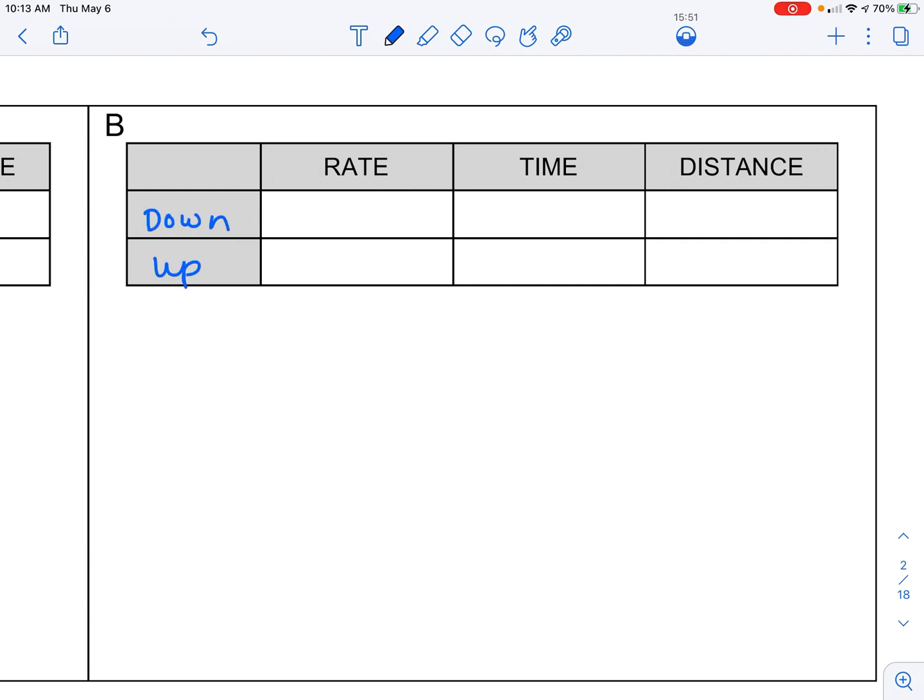All right, perfect. So let's write our downstream, our upstream formulas here that we know: the boat plus the current for downstream, and the boat minus the current for upstream, because you're fighting against the current. Now let's grab some parts of this story and put it into our chart, our table.